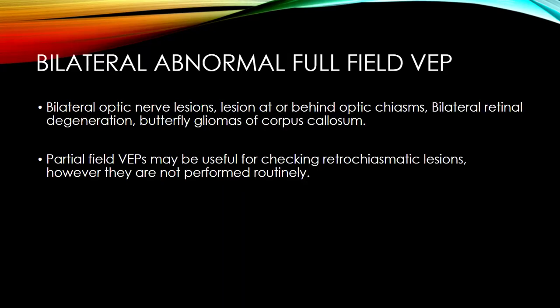Coming to bilateral abnormal full field VEPs, these are usually behind the optic chiasm. So bilateral retinal degeneration and butterfly gliomas of the corpus callosum can sometimes cause bilateral abnormal full field VEPs. As I described, partial field VEPs are sometimes useful for checking retrochiasmatic lesions with isolated field defects, but these are not usually routinely performed.